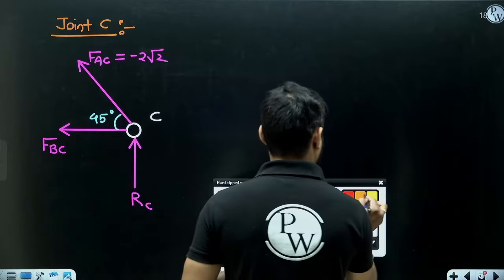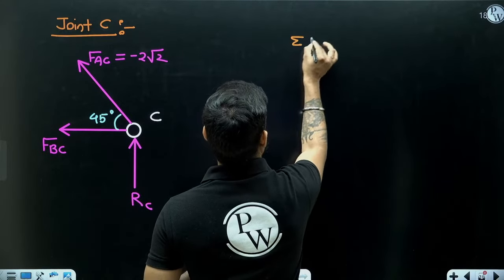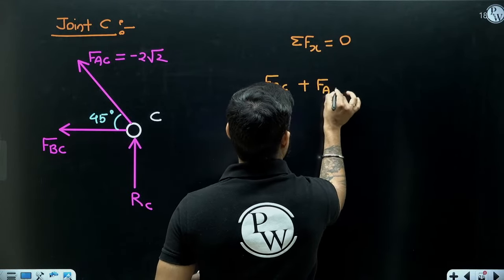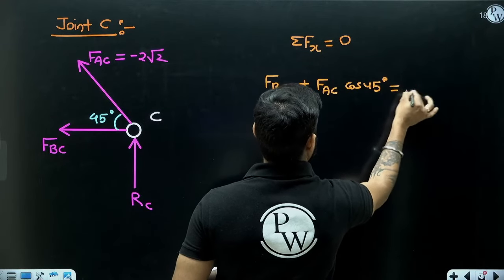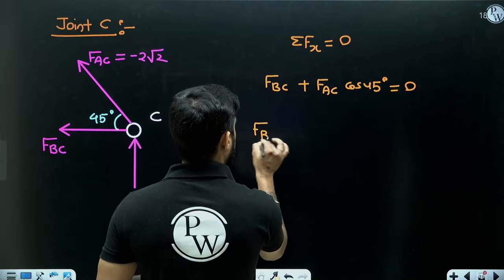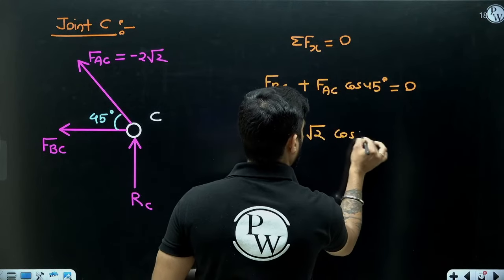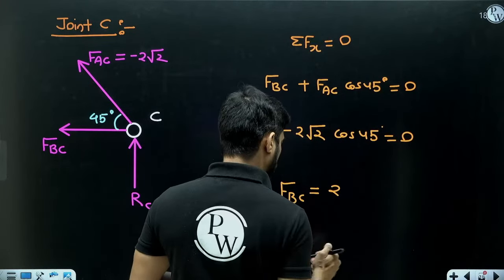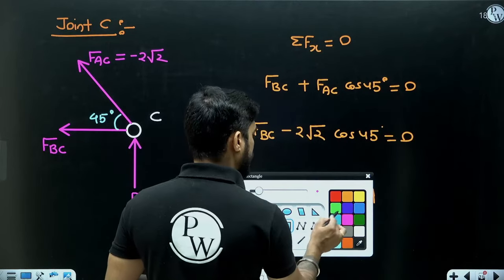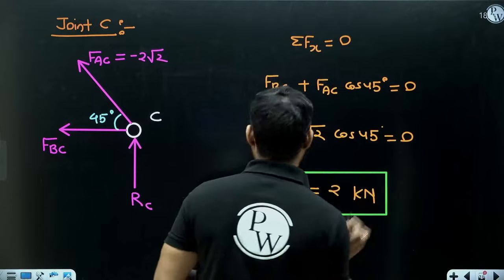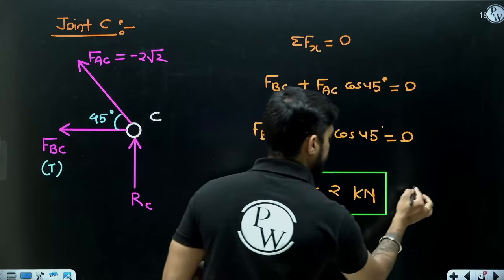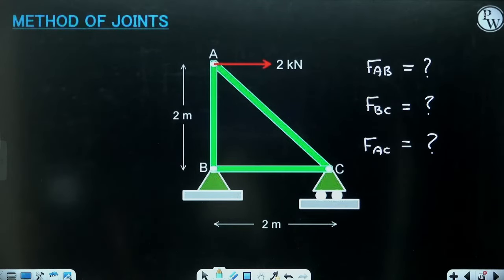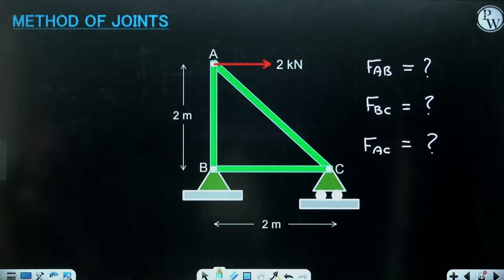Now, here we need to calculate FBC. So we will apply only summation of Fx equal to 0. It will give me FBC plus FAC cos 45 equal to 0. FAC is minus 2 root 2, cos 45, equal to 0. So FBC will also be 2 kilonewton. Again, I am getting a positive answer. I have assumed this to be tensile and I am getting a positive answer, which means it is tensile only. So now we have the force in each member: FAB, FBC, FAC. So this is the method of joints.